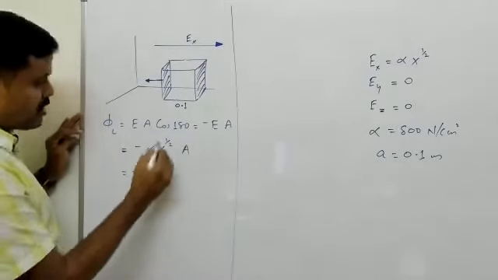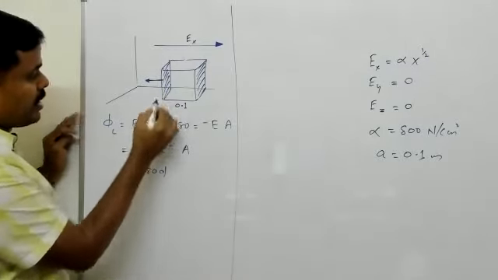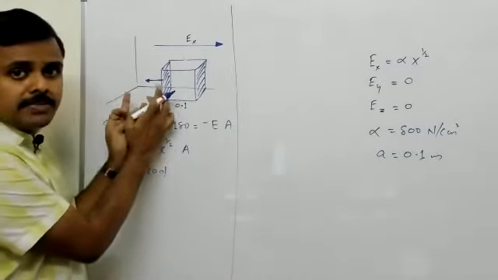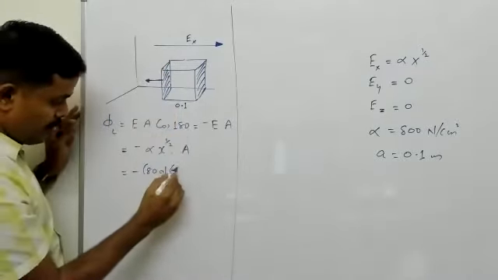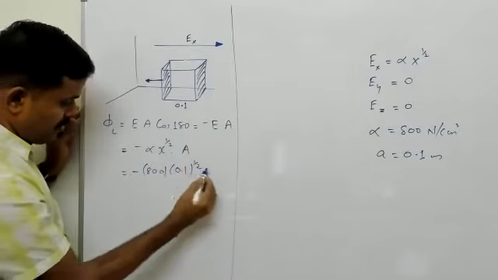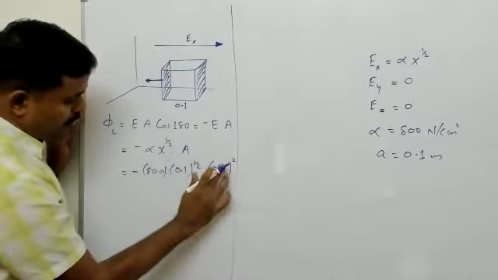Into x raised to half. X is what? X is the location of the first plate. Where is the first plate? First plate is at a distance of 0.1. So 0.1 raised to half into area. Area is 0.1 square. I'm repeating one more time.